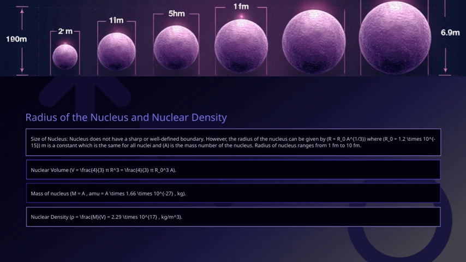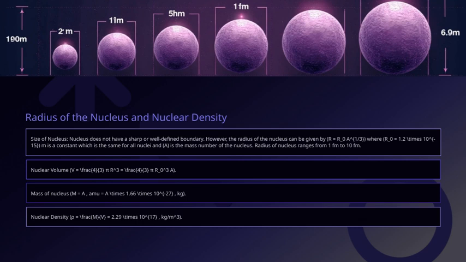Moving on to volume, we use the formula for the volume of a sphere, which is 4/3 pi times radius cubed. But since the radius depends on A, we express it as r equals r0 times A to the 1/3 power, where r0 is a constant, approximately 1.2 femtometers. This means as the nucleus gets larger, its radius increases proportionally to the cube root of its mass number.